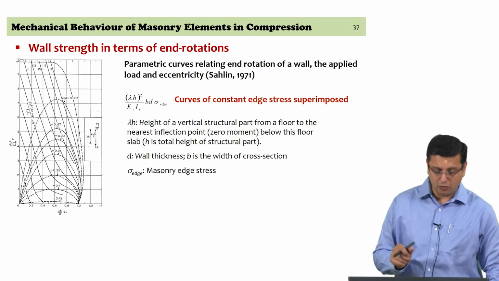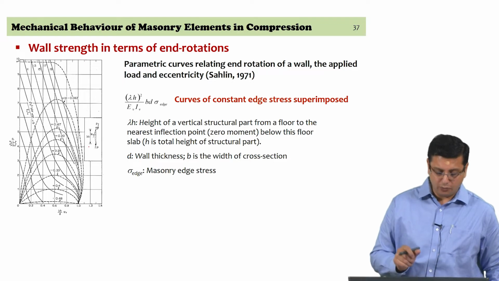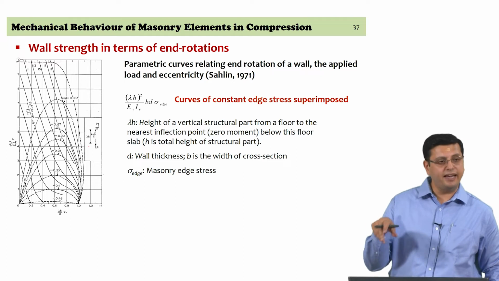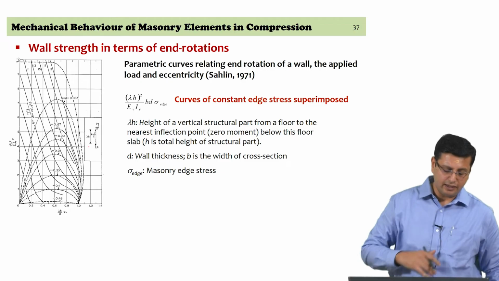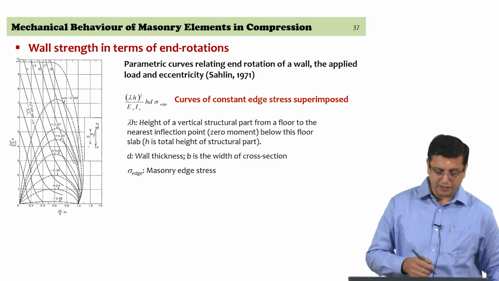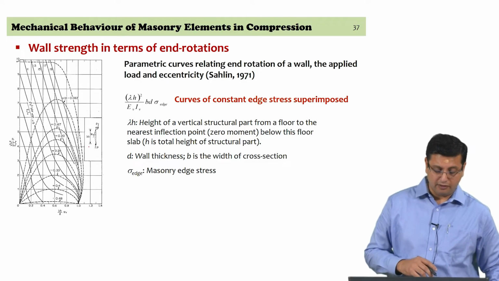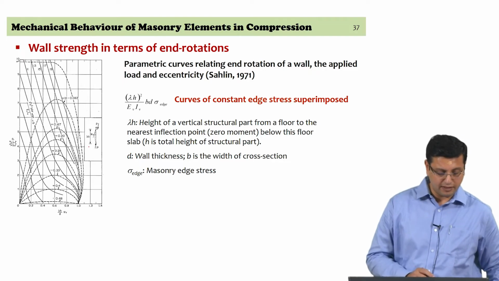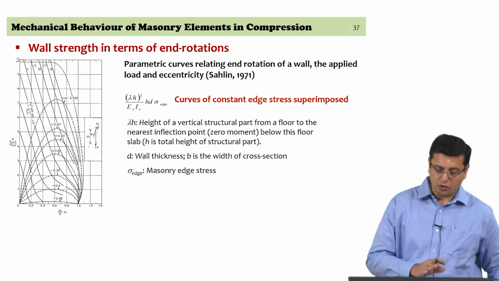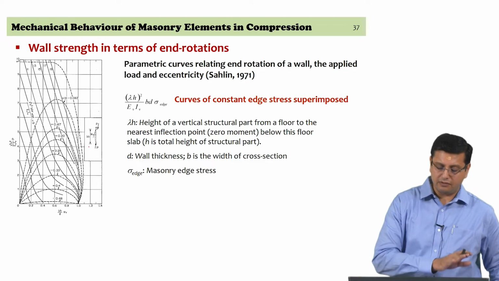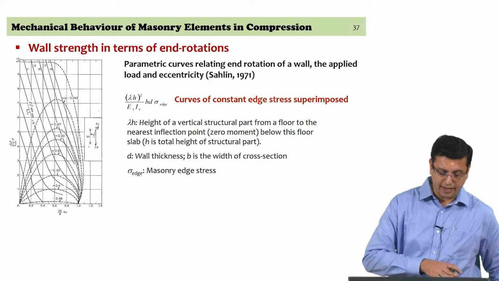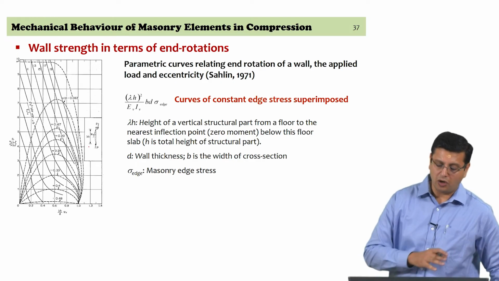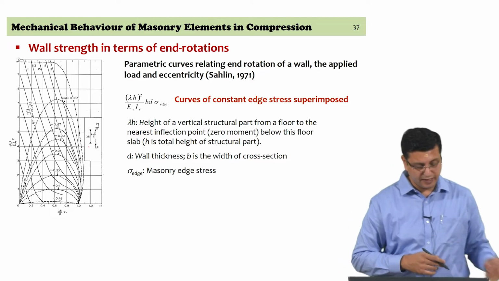D is the total wall thickness, and B is the width of the cross section that is being considered, and sigma edge is nothing but the edge compression. We have been using FC in our earlier lectures, and that edge compressive stress is what is given in this graph as sigma edge. So, these curves are actually curves of constant edge stress. You have constant edge stress curves superimposed on the other curves here.